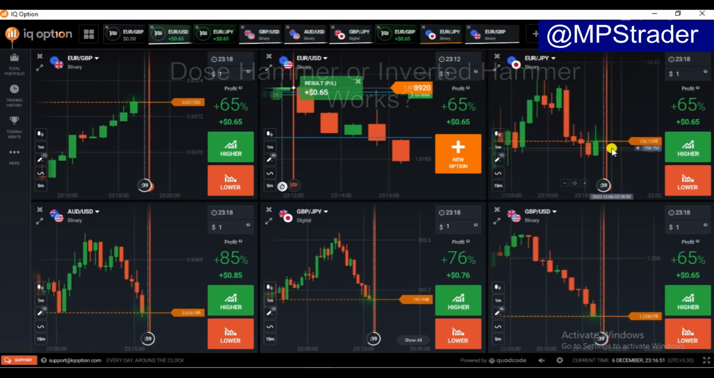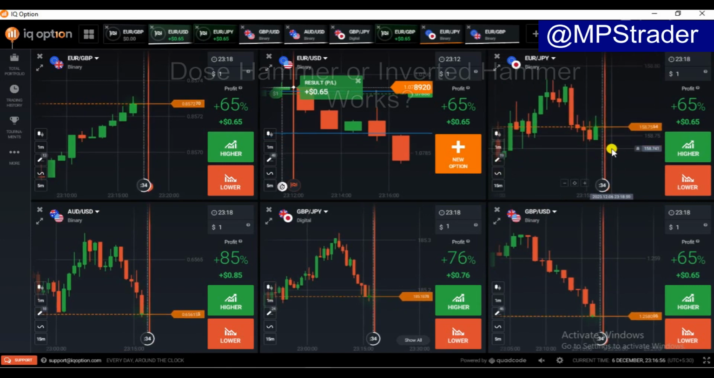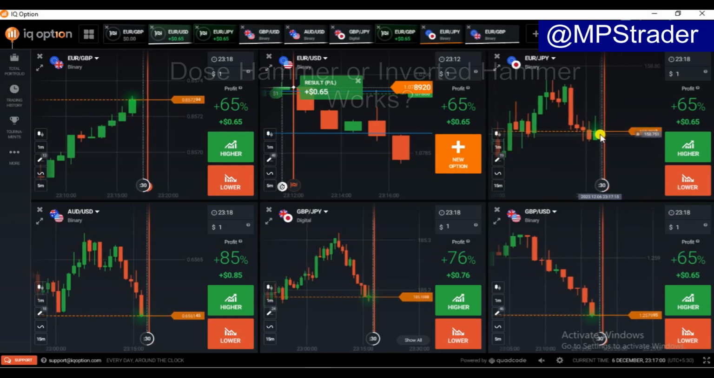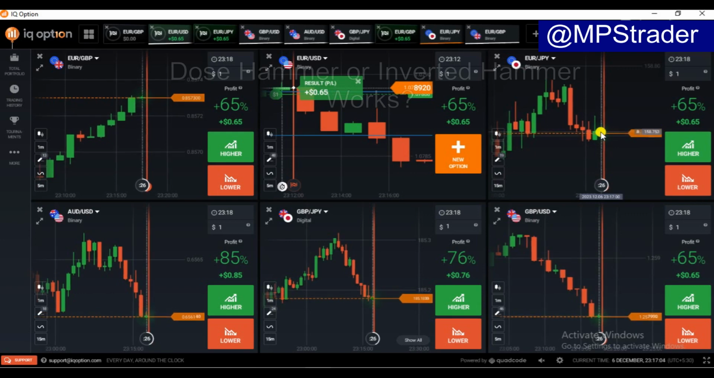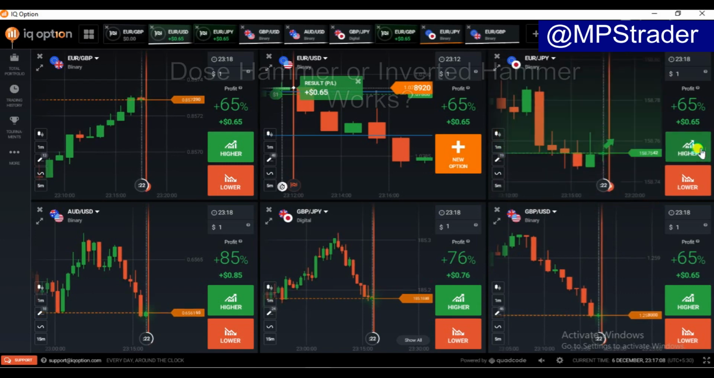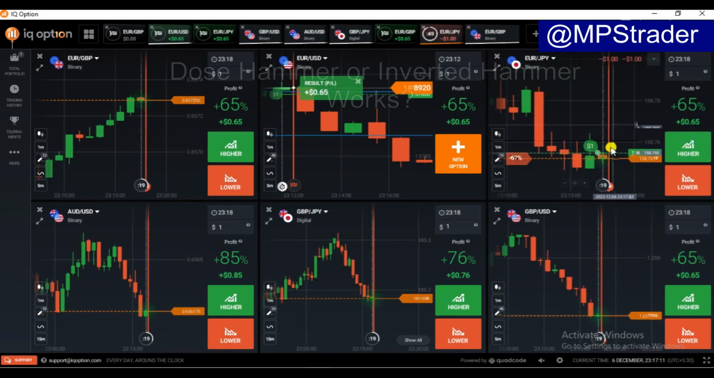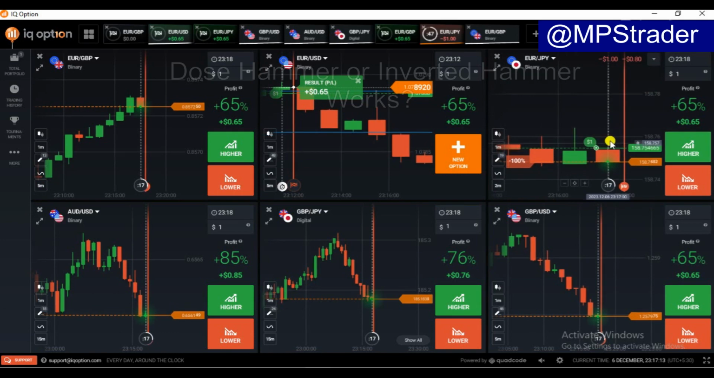Okay, in here our inverted hammer will form. I think it will form. No. Okay, our inverted hammer is formed. Now let's see if the market will revert. Okay, the market will revert. Okay, not a good entry.